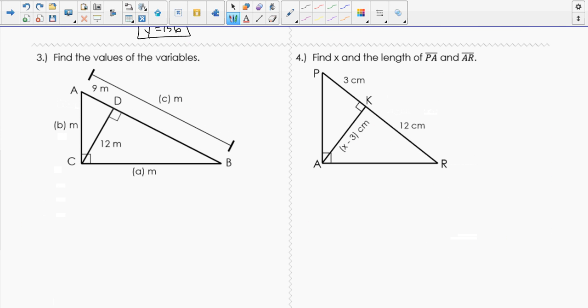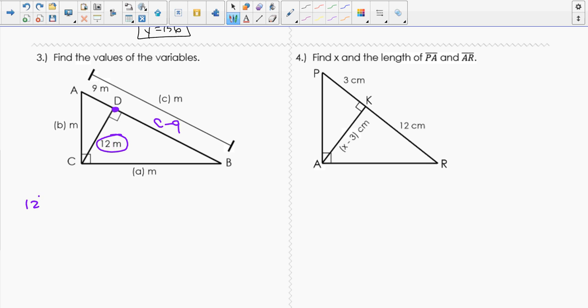Okay, number 3. In this problem, I see an altitude right here. At D I have a left side of 9. My right side is taking the whole length C and subtracting 9. So if I do the altitude, I have only one variable, which is C. So I'm going to go ahead and do that one.